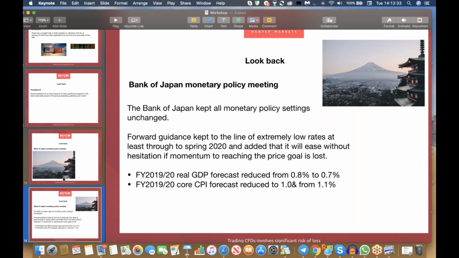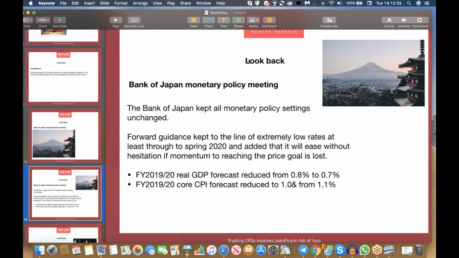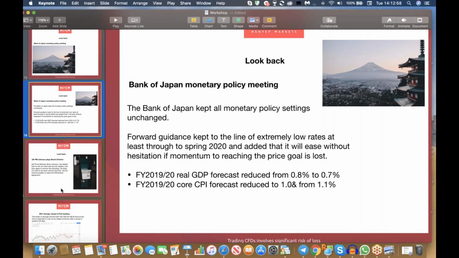So not one to worry about for now, but it was an event that you had to flag, and I flagged it up in the FX week ahead. It was one I was looking at, and no particular changes. The GDP forecast was reduced and the core CPI forecast was reduced, but they're modest reductions and they're not surprises. So that wasn't really market moving in any way.